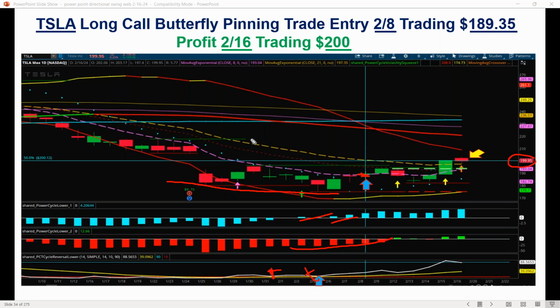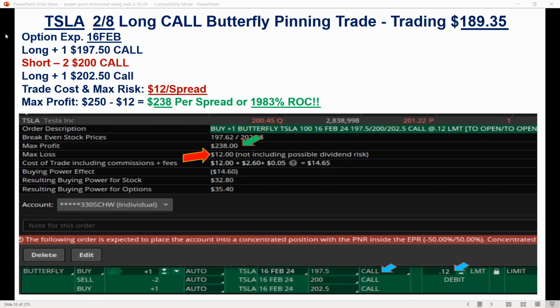So a couple of different things. This was a moving average coming in here. This was also a 50% retracement level and option activity at that 200 strike. So that's the strike selection we picked. And so Tesla really is a great one for these types of trades. And so I set up this butterfly.